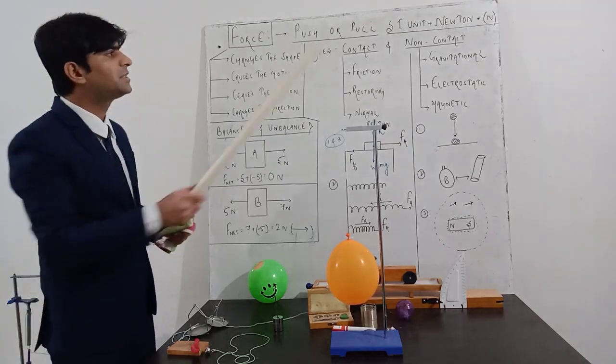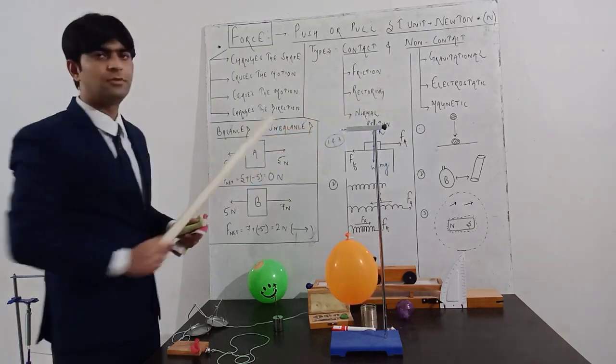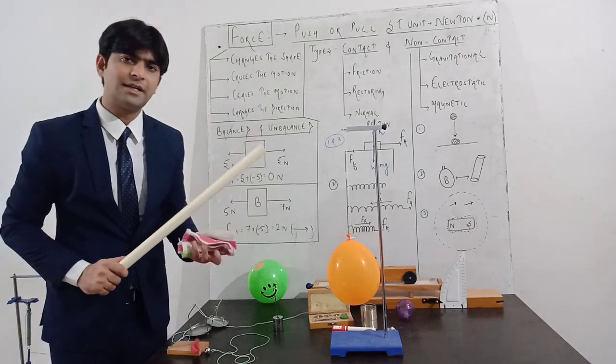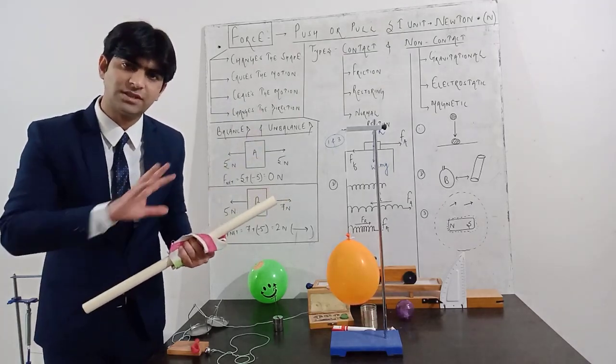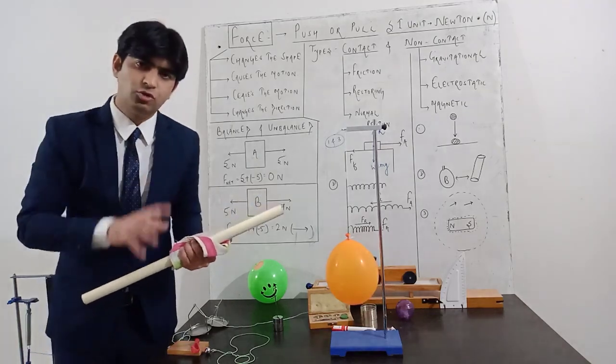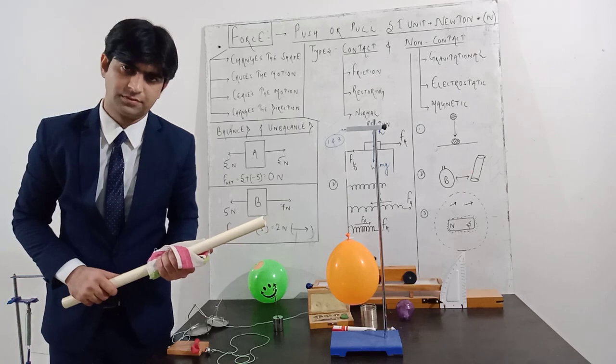So I have shown you these three demonstrations: gravitational force, electrostatic force and magnetic force. These three are in the category of non-contact forces. Whenever there is no physical contact between two bodies, that category of force will be termed as non-contact forces. Okay.